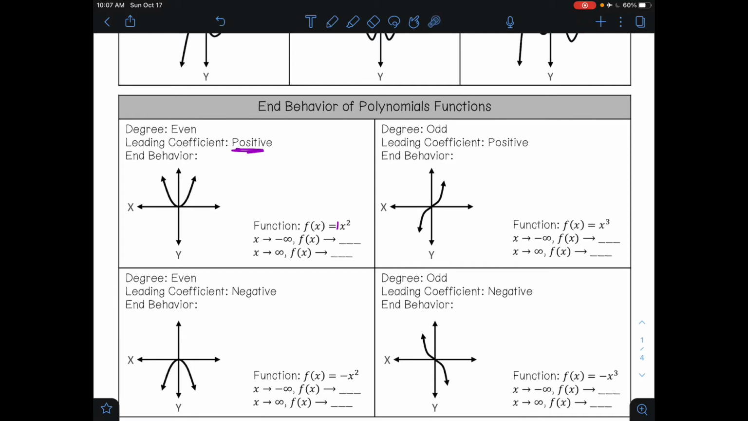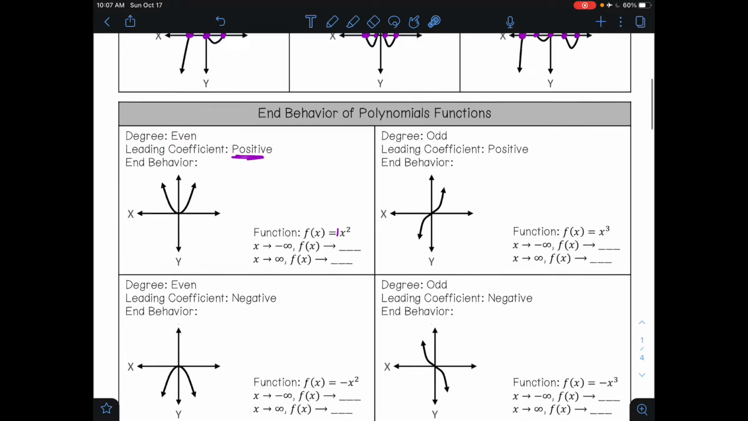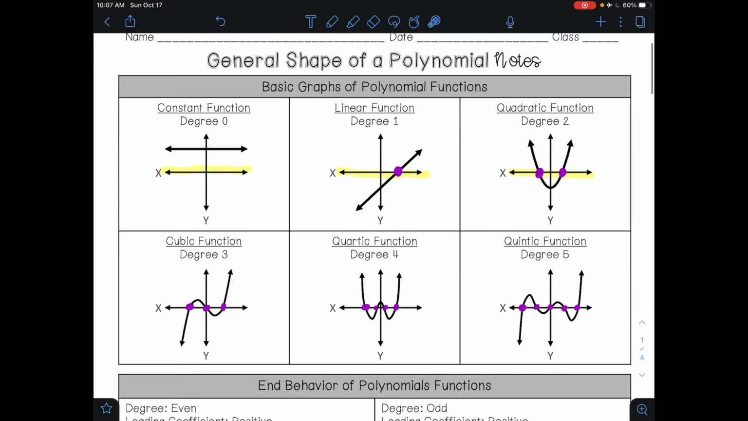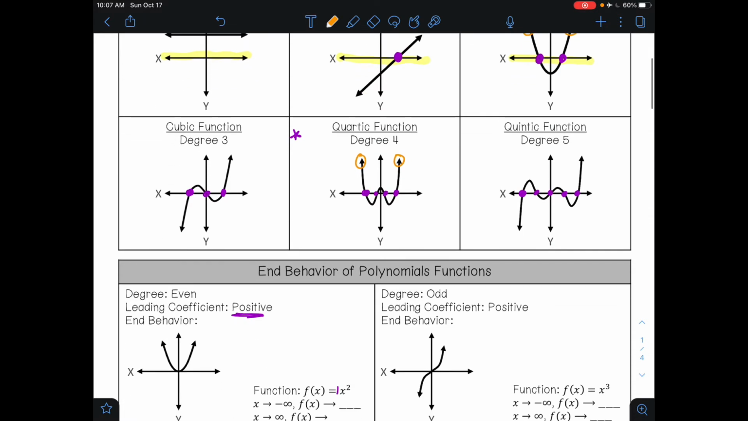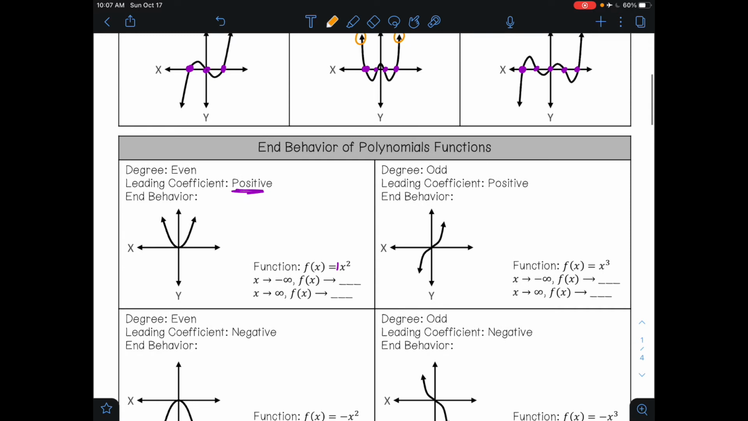So whenever you have a degree that's even and the leading coefficient is positive, your end behavior is always going to look the same. And if we look up here at our even functions, 2 is even and 4 is even. If you look at the ends of the graph, both sides are pointing up. So whenever it is an even degree and the leading coefficient is positive, your end behavior will always be going the same way. So here, as x, remember this arrow means approaches.